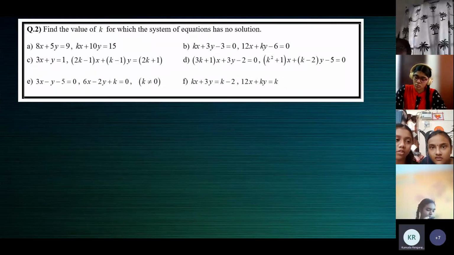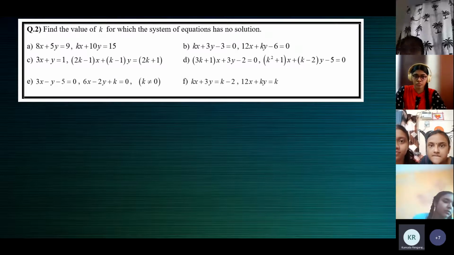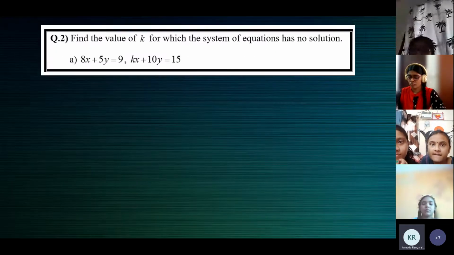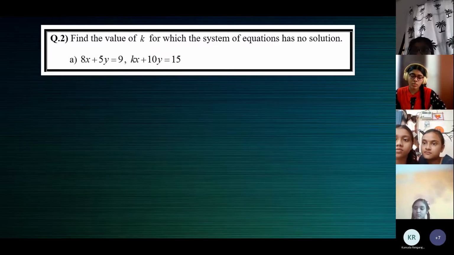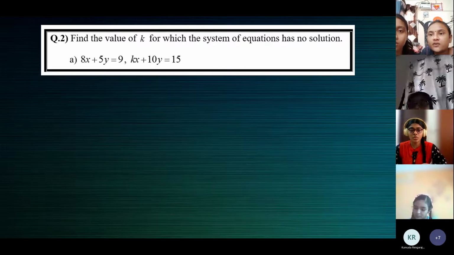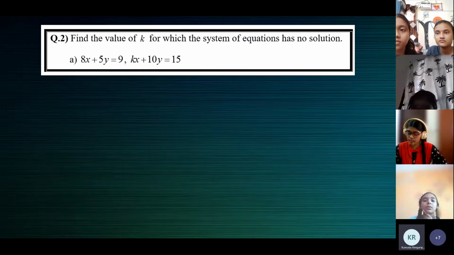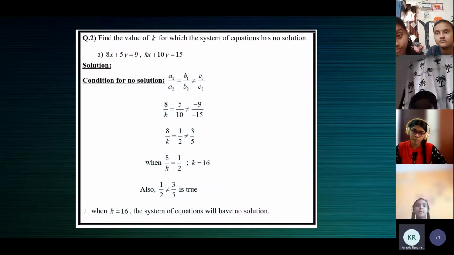Now here, find the value of k for which the system of equations has no solution. This is no solution. See the first one. What is the condition for no solution, children? A1 by A2 is equal to B1 by B2 is not equal to C1 by C2. Very good.